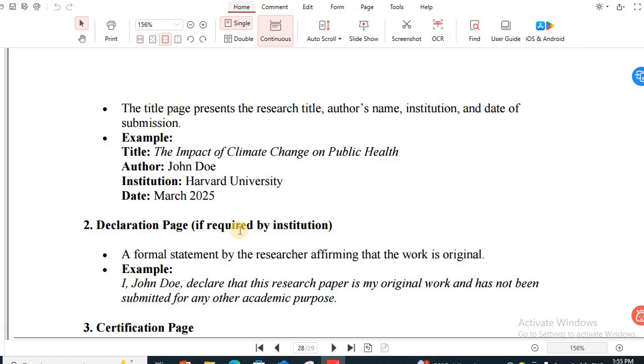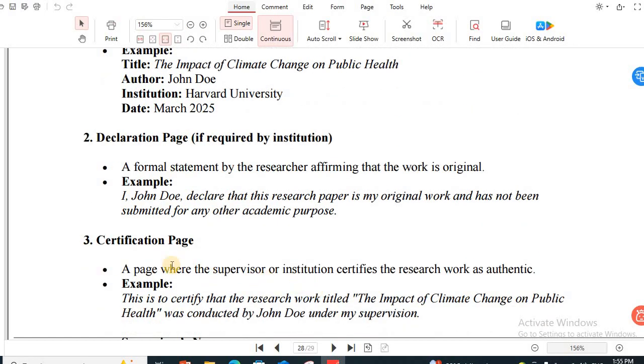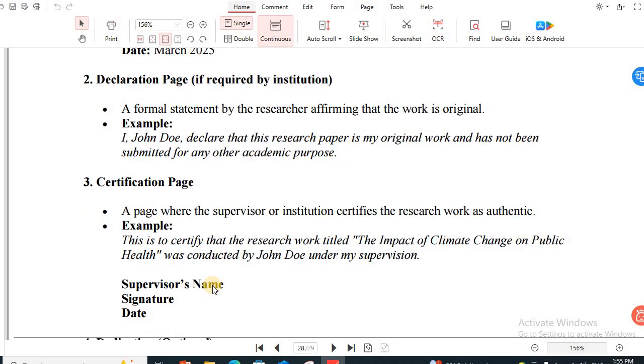Declaration page, if required, a formal statement by the researcher affirming that the work is his original work, and this is an example of that. Certification page, this is a page where the supervisor or institution certifies the research work as authentic, and here is an example of that.